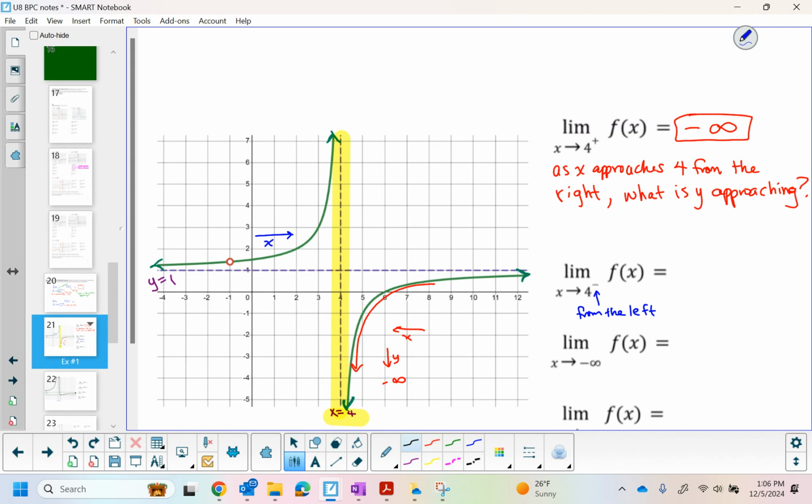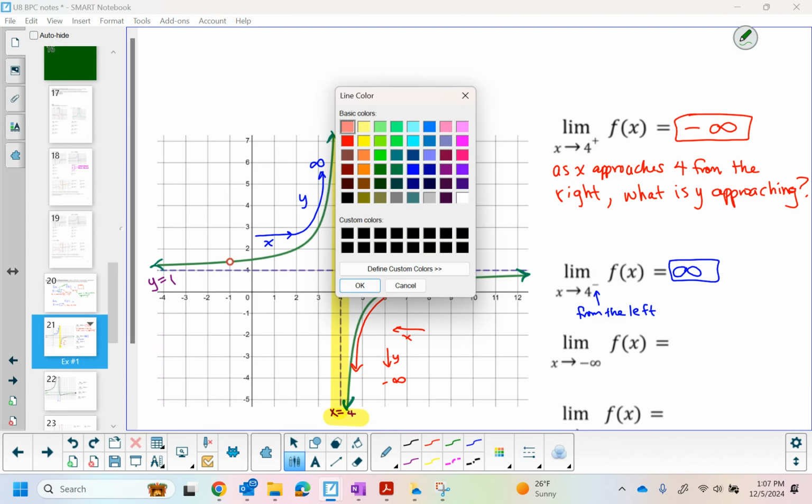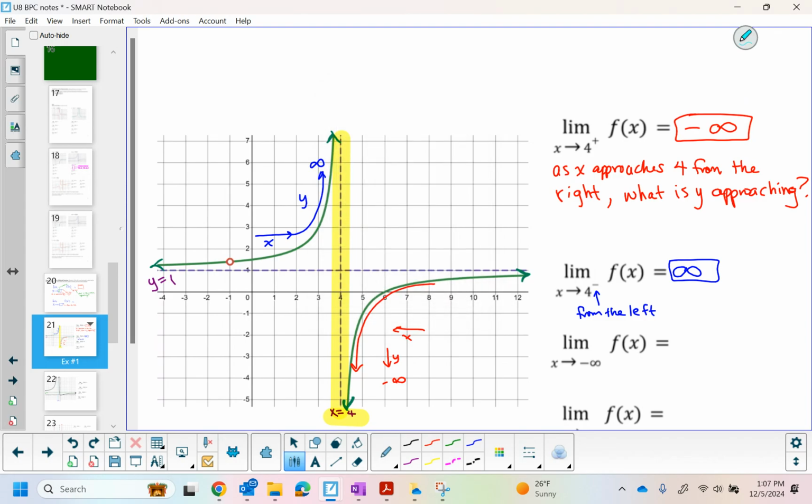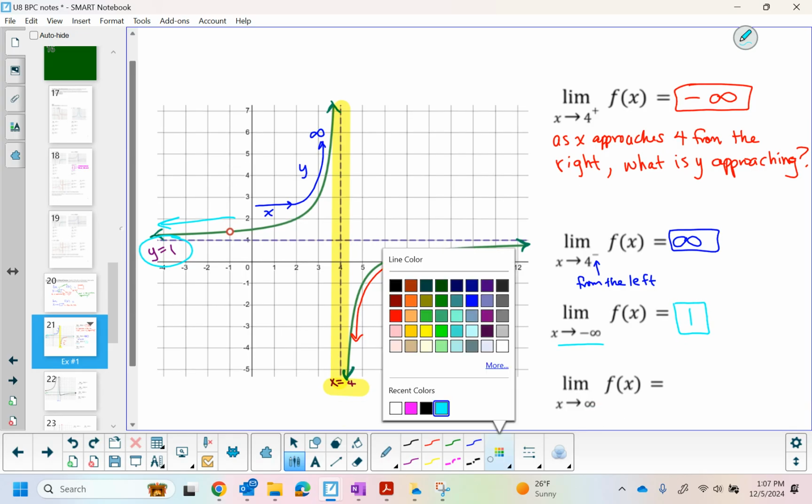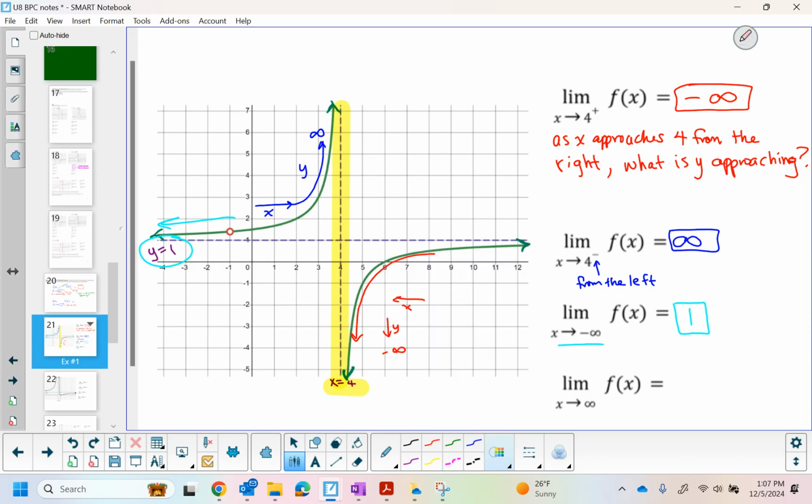Okay, then we have as x goes to negative infinity. So as x approaches negative infinity, we're going, okay, I'm going this way, then the y value is getting closer and closer to the asymptote of 1. And the final one is as x approaches positive infinity, we're going this way, and the y, again, is getting closer and closer to that asymptote of 1.